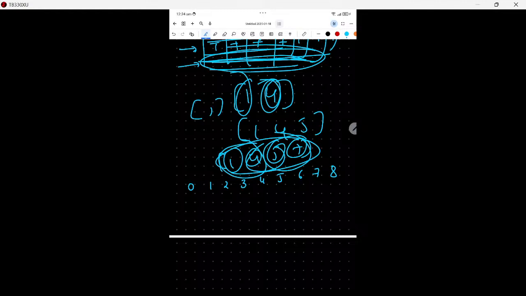Using all 4, can I get 0? True. Can I get 1? True. Can I get 2? False. Can I get 3? False. Can I get 4? True. Can I get 6? Yes, true. Can I get 7? False. Can I get 8? Definitely true. This is till our target only, right?